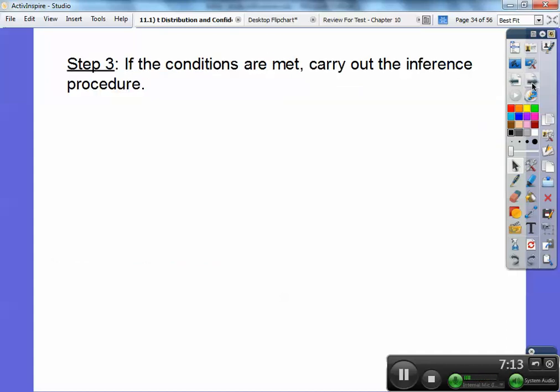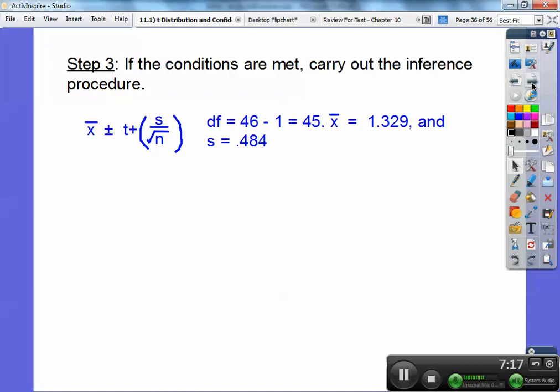So step 3, if the conditions are met, carry out the inference procedure. There's my formula. When you plug those in, go to stat and then scroll over to calculate and do one variable statistics with list 1, and then you'll get those numbers right there. Look, this is my sample standard deviation right there. Do you see those in your calculator? Pause it right now and do that.